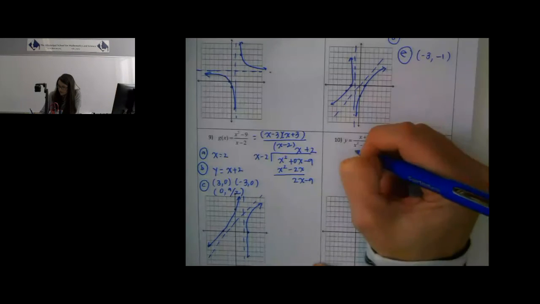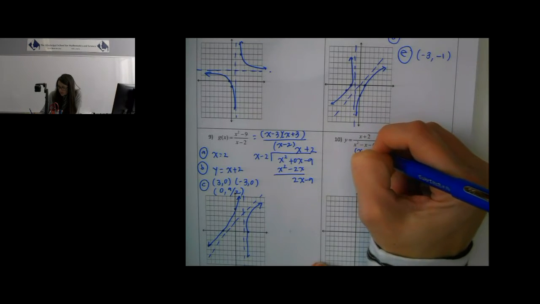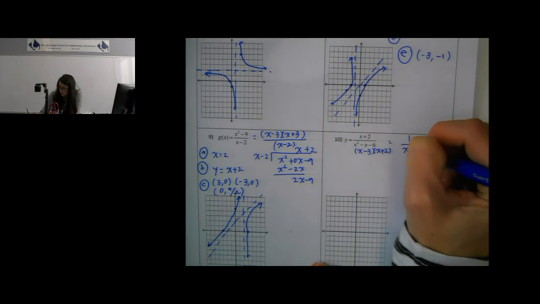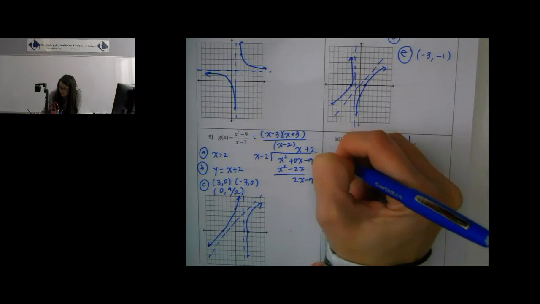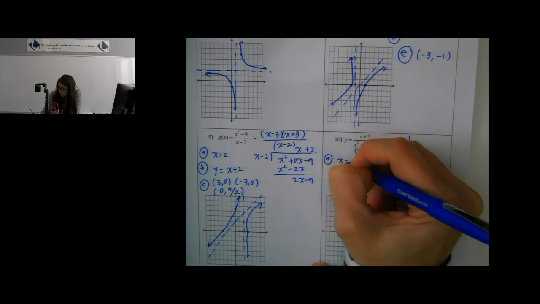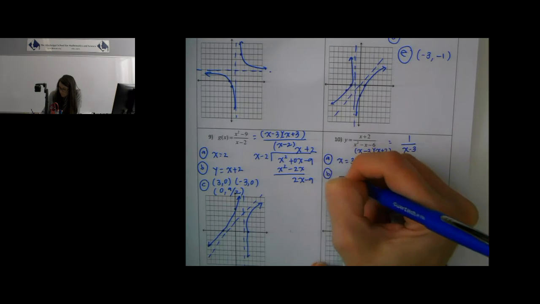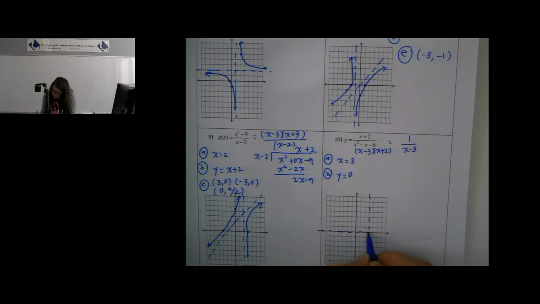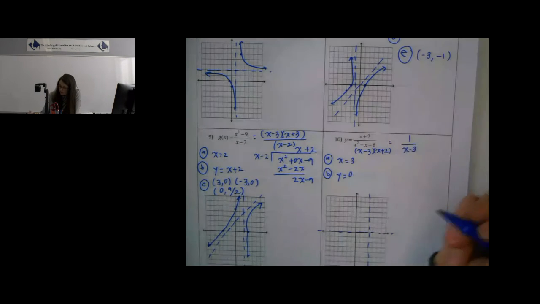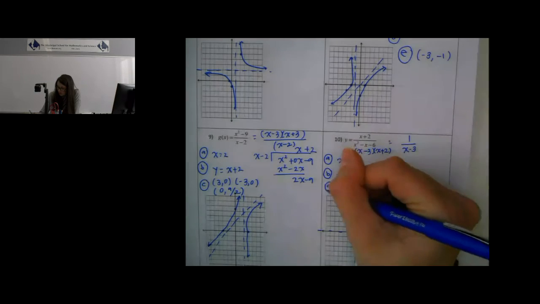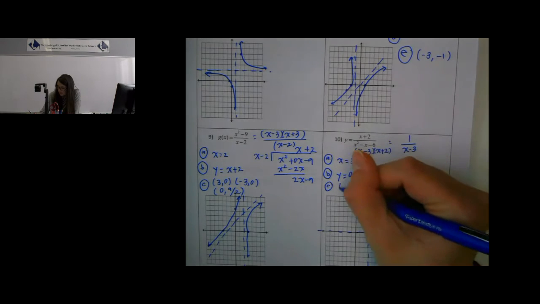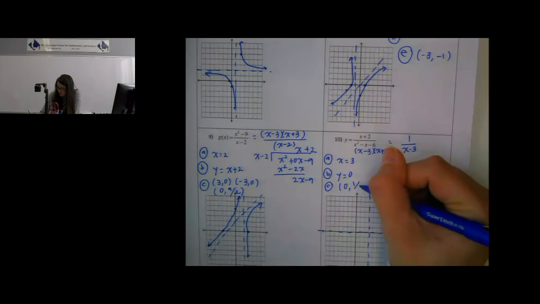All right, so I need to factor this. So this would be x minus 3 times x plus 2. And then this can reduce to 1 over x minus 3. So your vertical asymptote is going to be at 3. Your horizontal asymptote is going to be at 0, because we're bottom heavy. We have a hole. We have no x-intercept, and we have a y-intercept at negative 1/3.